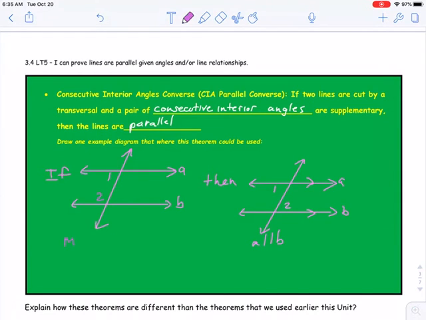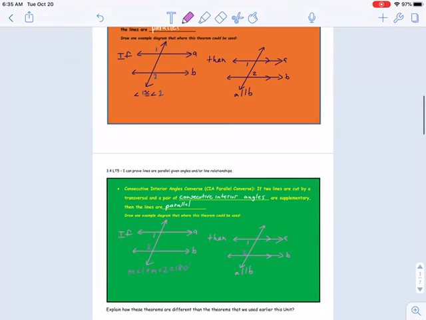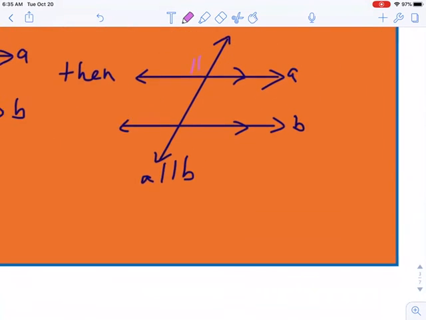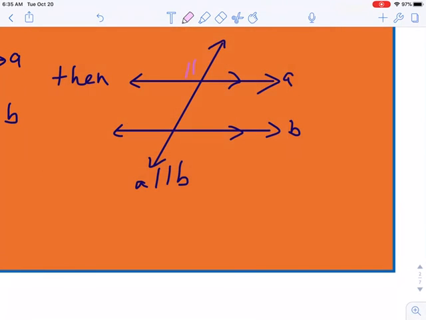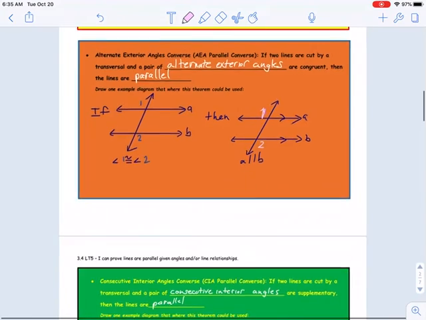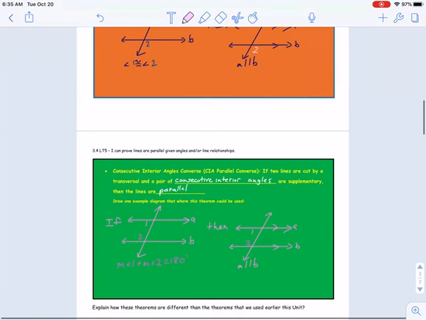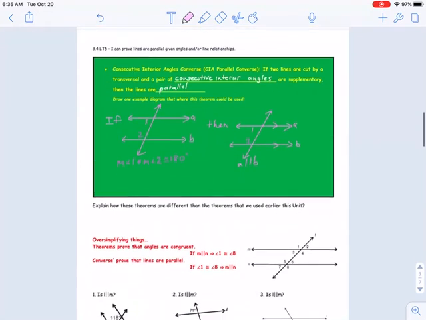So this is saying if the measure of angle 1 plus the measure of angle 2 equals 180 degrees, then the lines are parallel. In fact, I think I forgot to change my 1 and 2 up there. Oops. That should be angle 1 and angle 2 up there. All right, so that's just the converse of the theorems. Literally swapping the punch lines, all right?